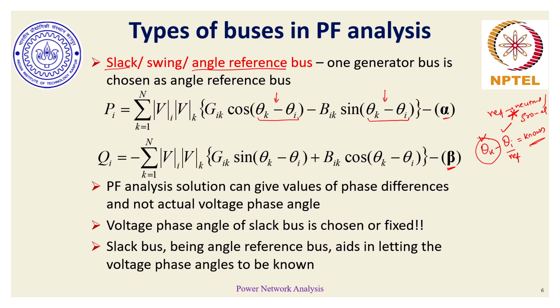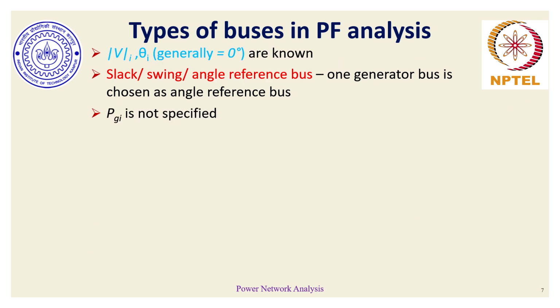Power flow analysis, as given here, can give values of phase differences and not actual voltage phase angles. The voltage phase angle of the slack bus, we choose to be some number which is known to be fixed, and once the phase angle of the reference bus is fixed, it helps in evaluating other voltage phase angles through these differences. That is one purpose of the angle reference bus. It is also called the slack bus.